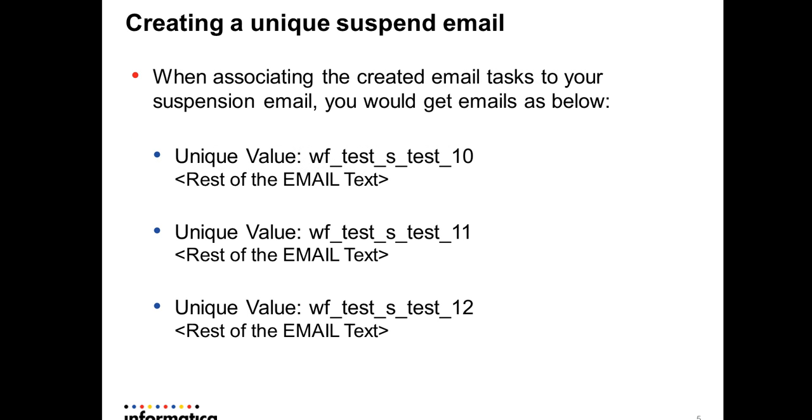Now, on doing this, the following are examples of the unique suspend emails you would get. Note that the workflow name WF_test and the session name S_test are the same. The last part of the email, _10, _11, _12, are the unique run IDs for each run of the session. And that's how the email would come through.